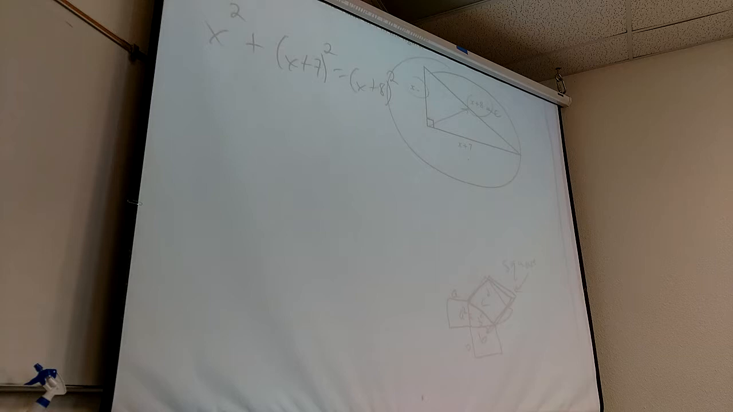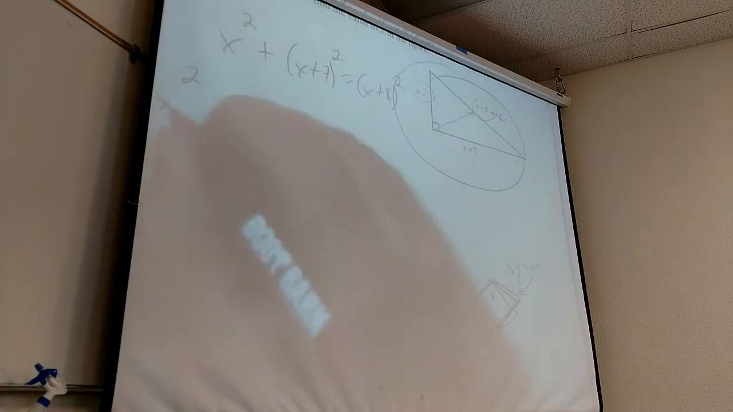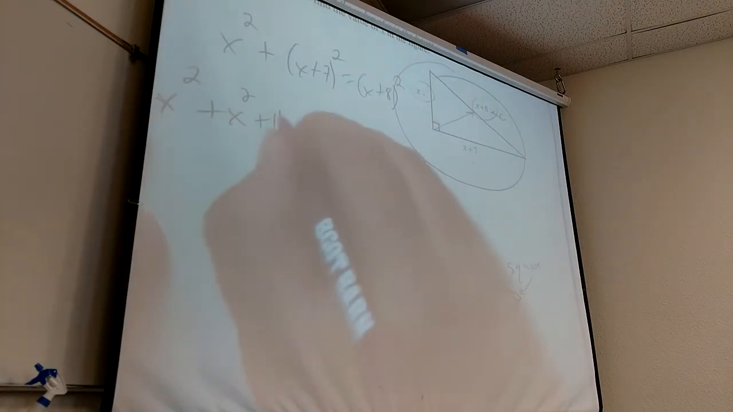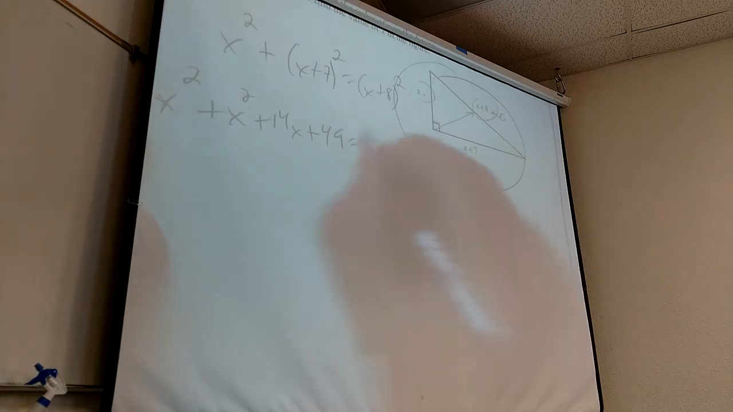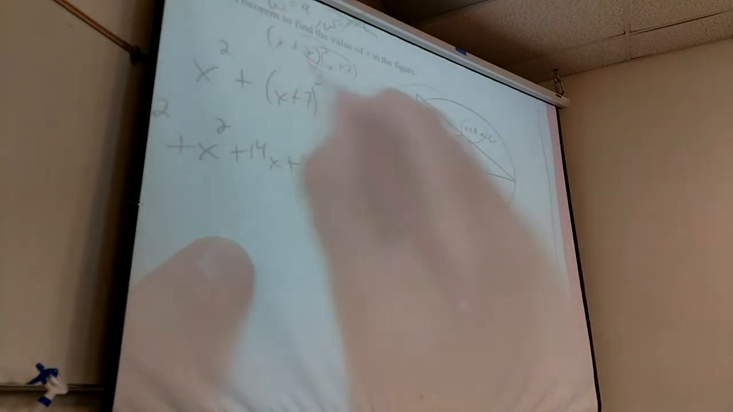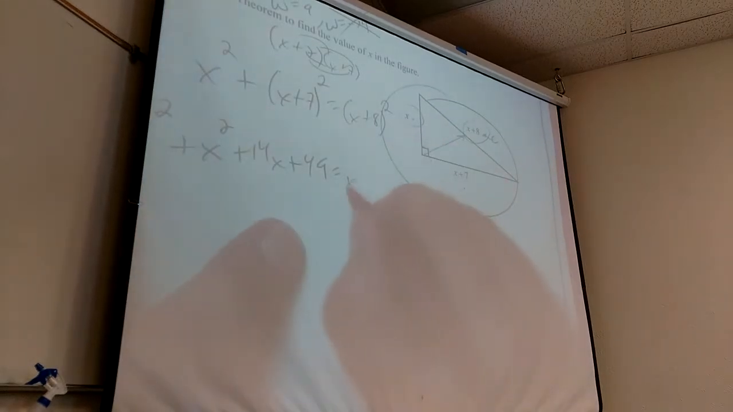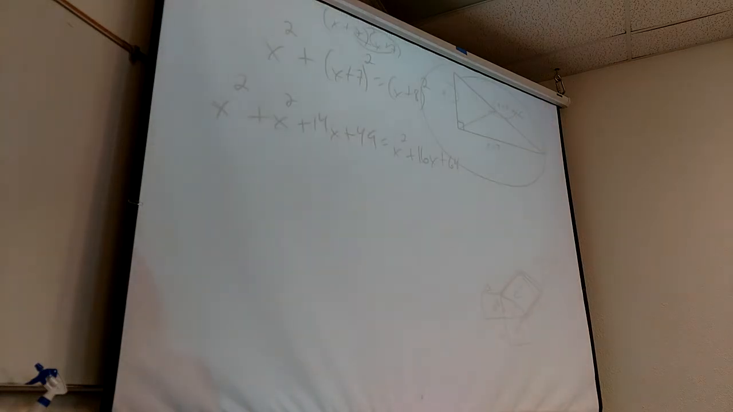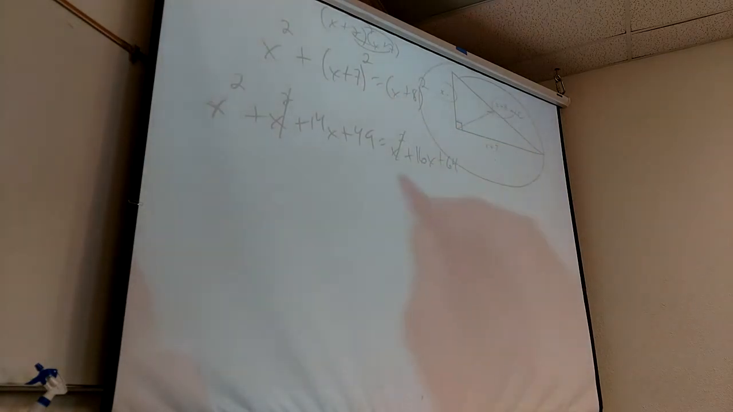Alright, so let me catch up to you a little bit. This would be x squared plus x squared plus 14x plus 49. If you write this twice, you get x squared plus 7 is 14, plus 7 times 7 is 49. Over here you're going to get x squared plus 8x is 16x plus 64. Do you notice how one of these x squares cancels? That's nice.